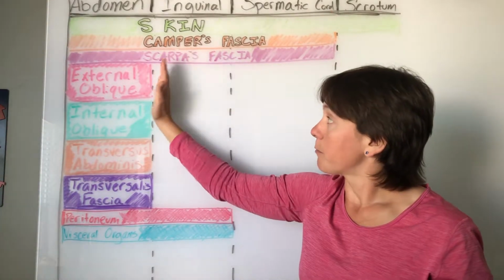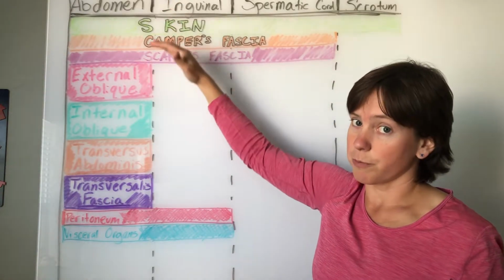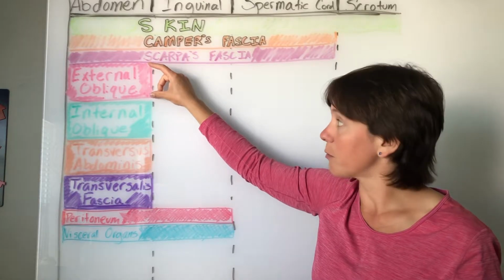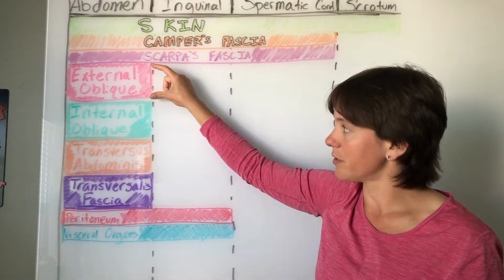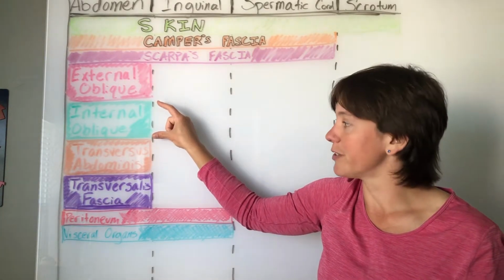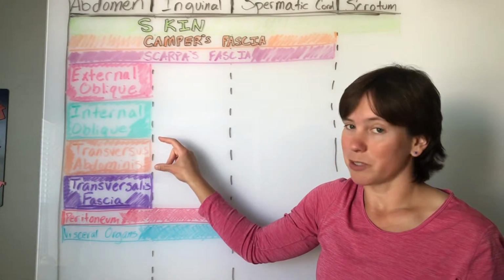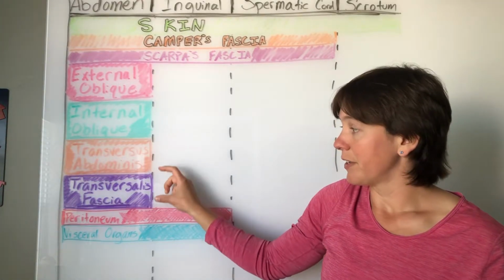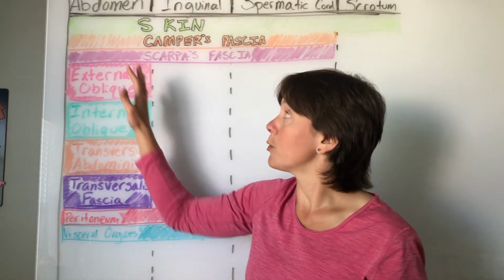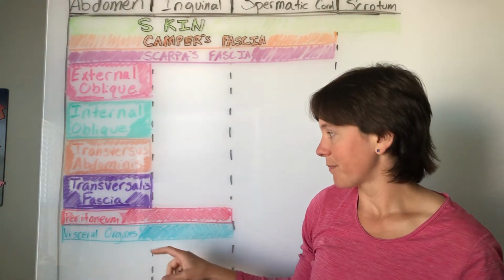And then if we return to the abdomen, the next layer, working superficial to deep, is the external oblique with its fascia and aponeurosis. Then the internal oblique with its fascia and aponeurosis. Then the transverse abdominis muscle with its fascia and aponeurosis. And then finally the transversalis fascia. Those are all unique to the abdomen area.